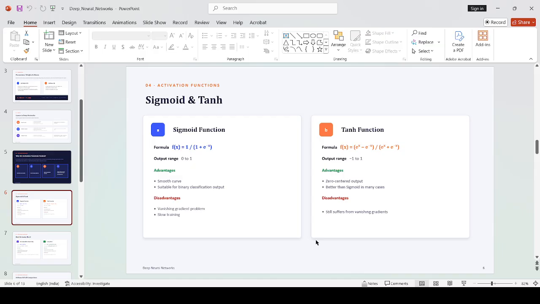However, sigmoid suffers from the vanishing gradient problem, which slows down learning in deep networks. The second activation function is tanh or hyperbolic tangent. Its output ranges from -1 to +1. Because it is zero-centered, tanh generally performs better than sigmoid. However, tanh also suffers from the vanishing gradient problem when networks become very deep.